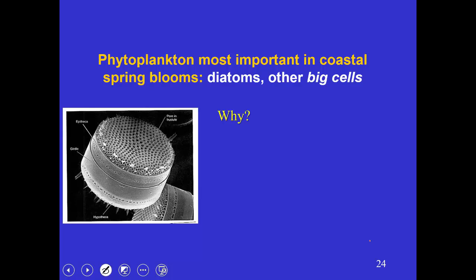And let's start off with a bloom again. It turns out that the group of phytoplankton that usually dominate spring blooms in coastal waters are diatoms, and more generally speaking, other big cells. And the question, of course, is why. So one answer about the diatoms is that they just do better at low temperatures.